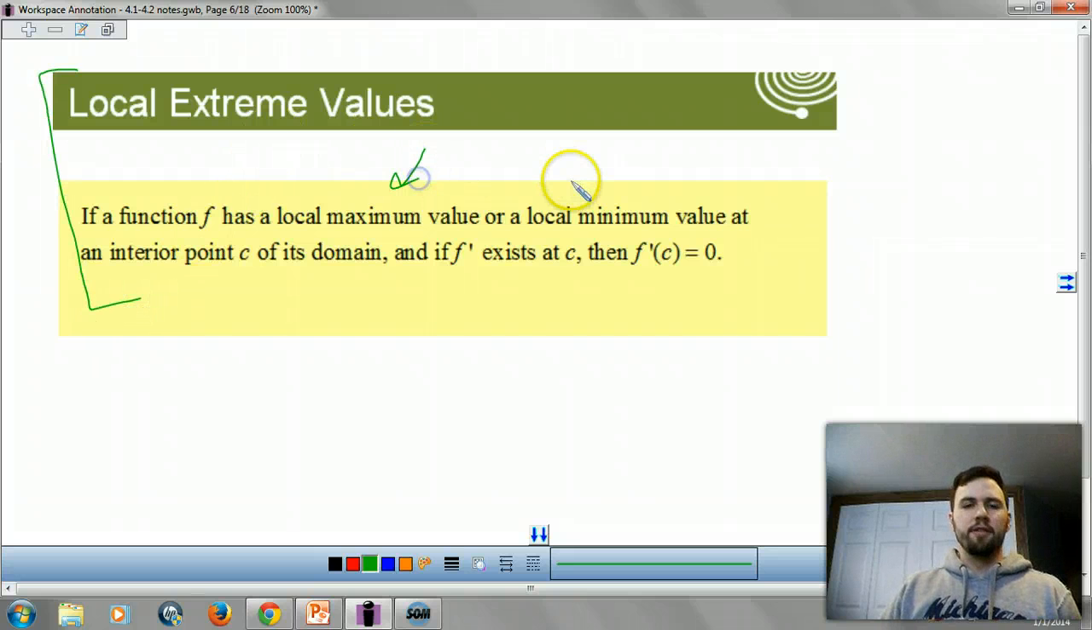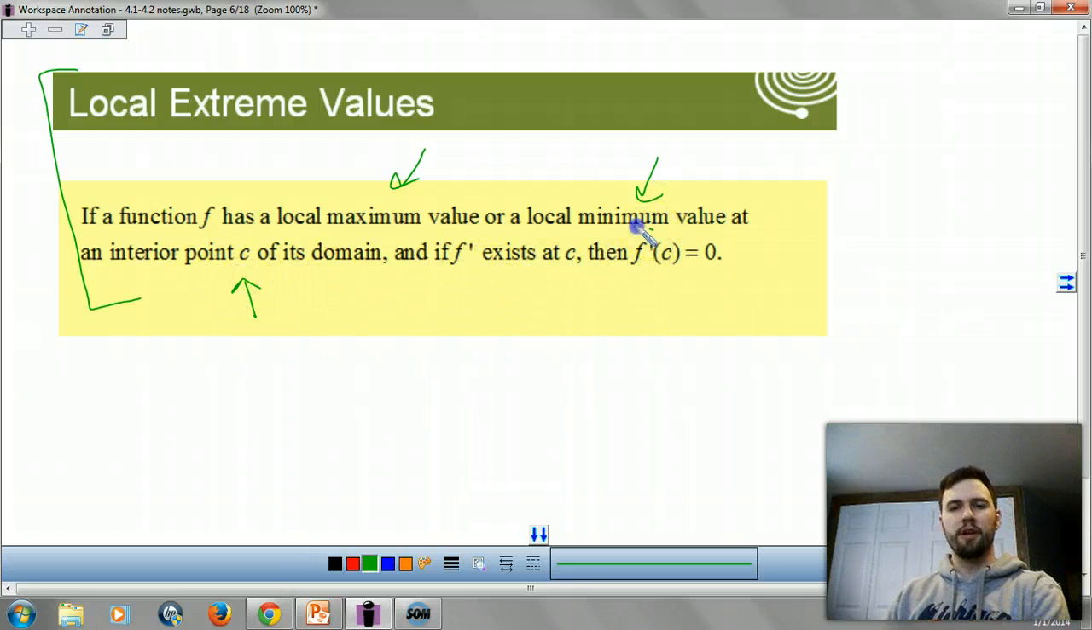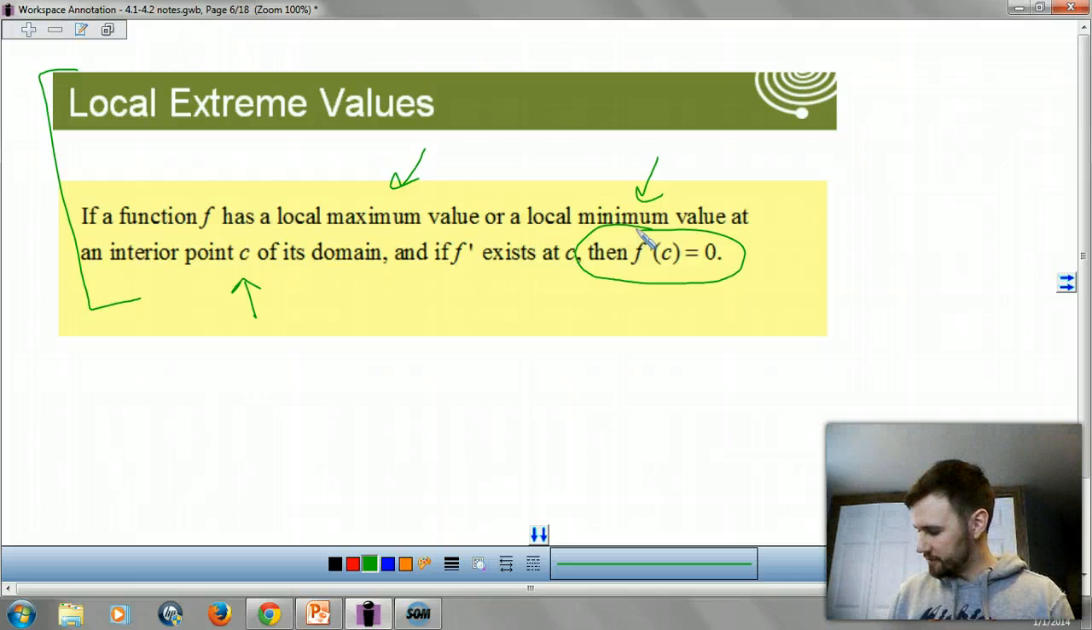A function has a local max or local min in this domain if your derivative equals 0. That is a critical point. So find the derivative, set it equal to 0 to find your maxes and mins. You'll still have to plug in your endpoints. It's a lot of talking, no problems.